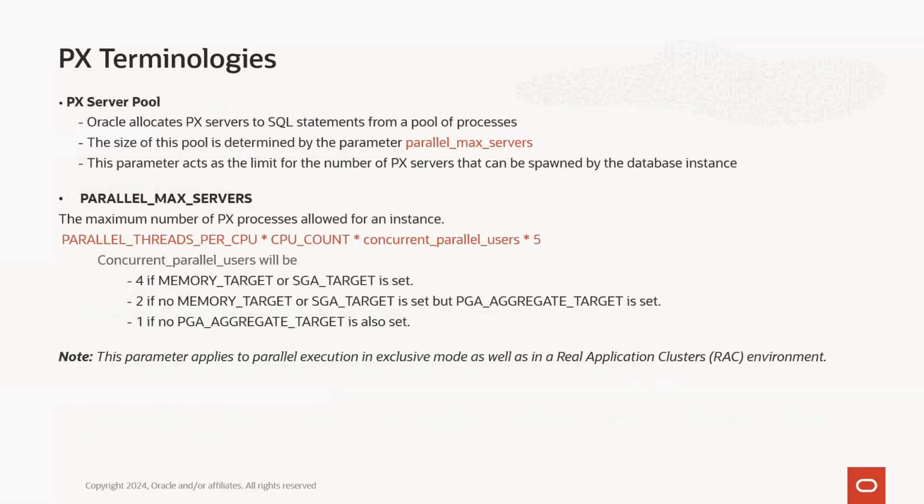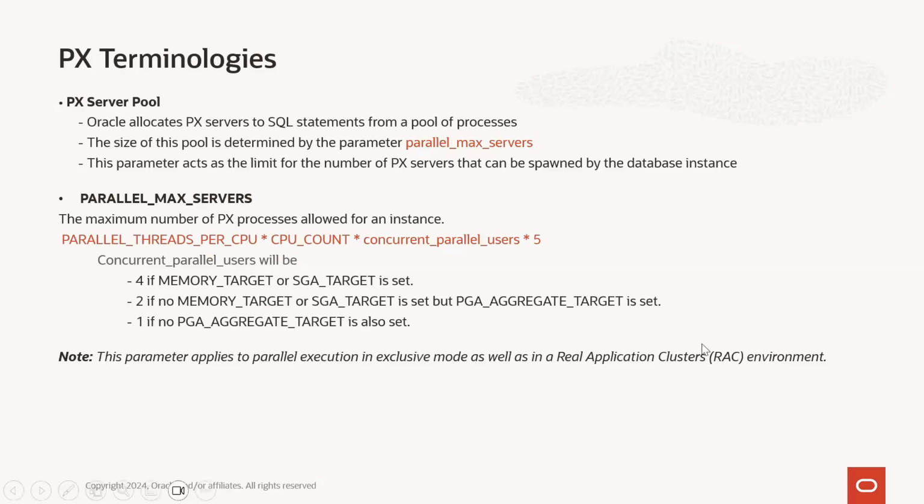PX server pool. Oracle allocates PX servers to statements from a pool of processes, and this is determined by the parameter parallel_max_servers. This parameter acts as the limit for the number of PX servers that can be spawned by the database instance.